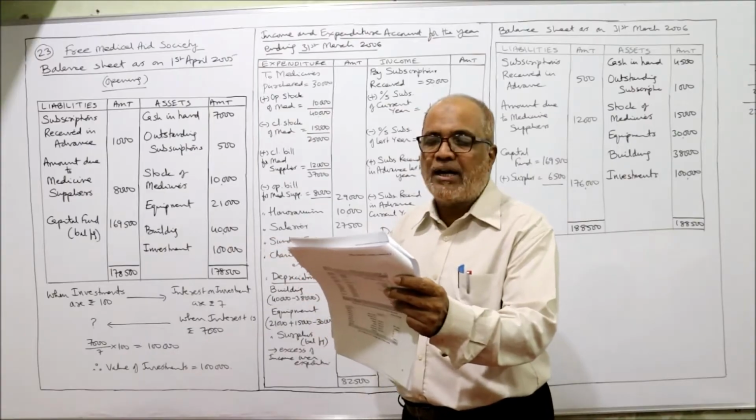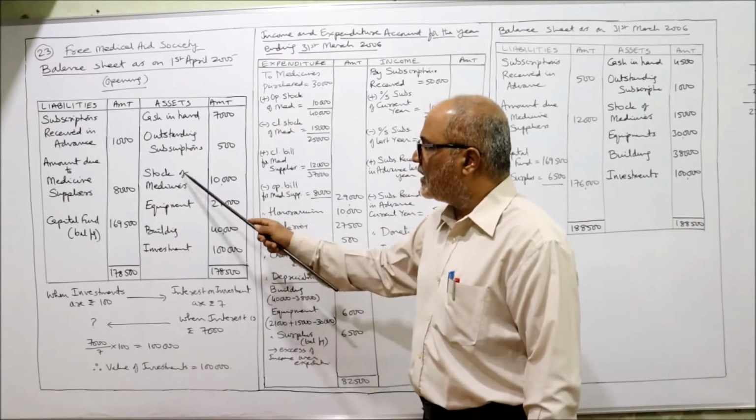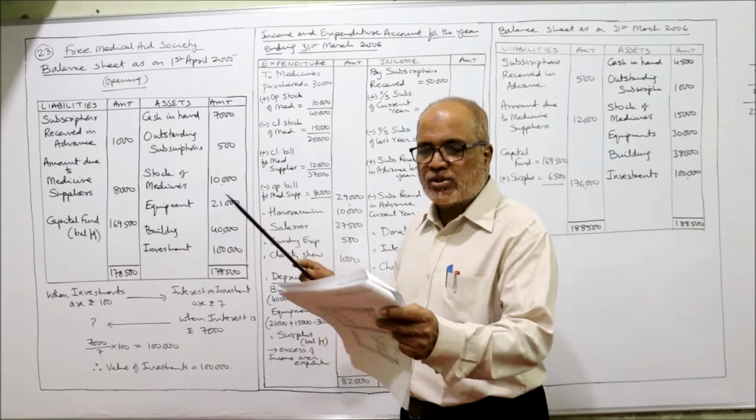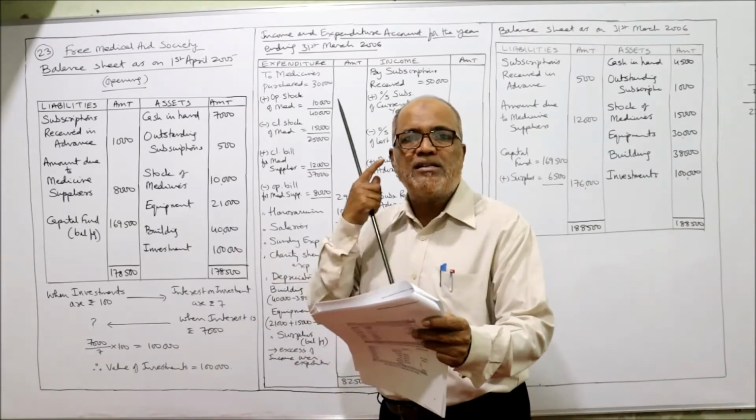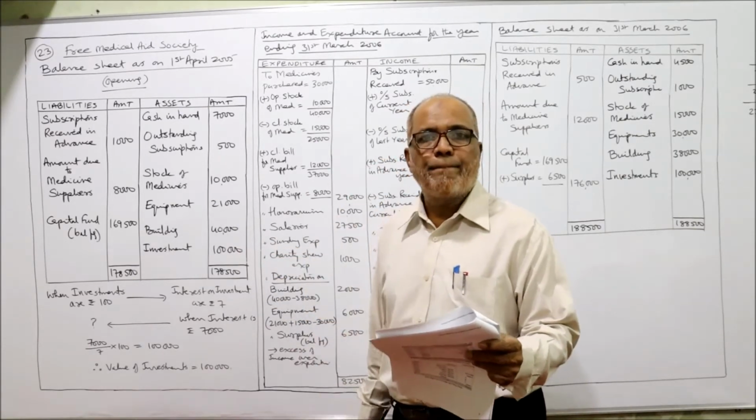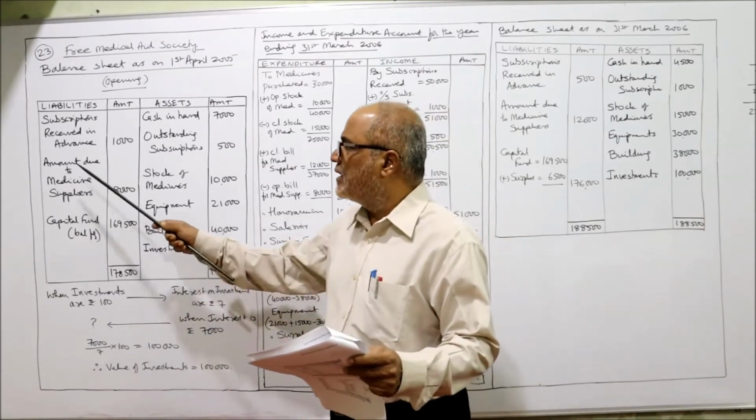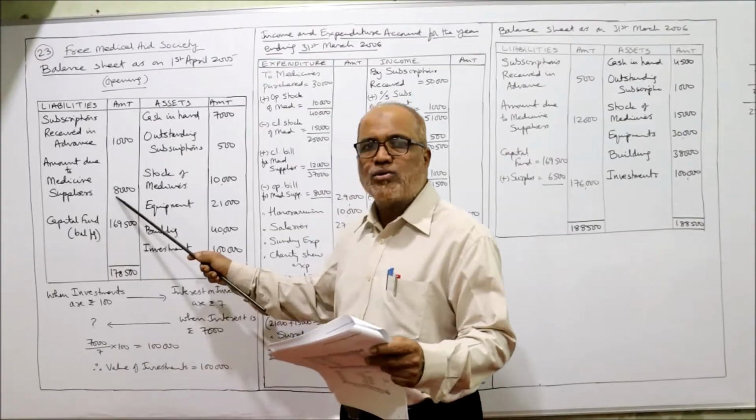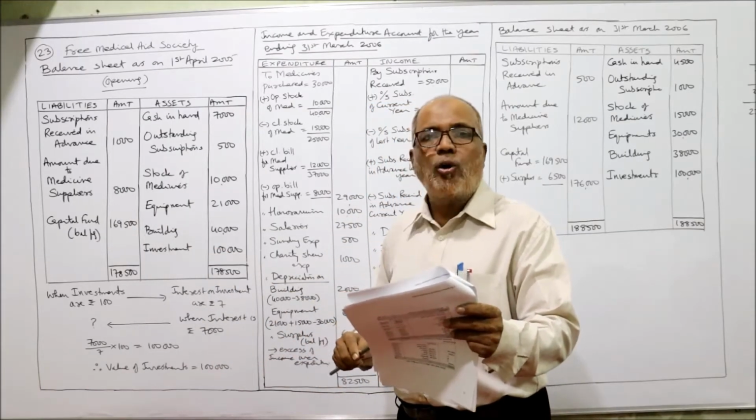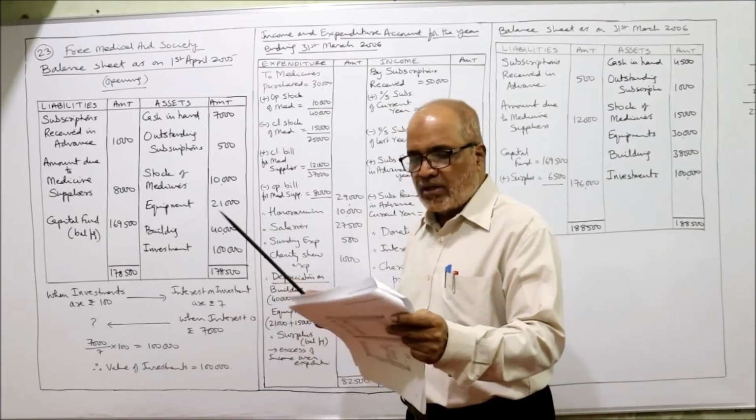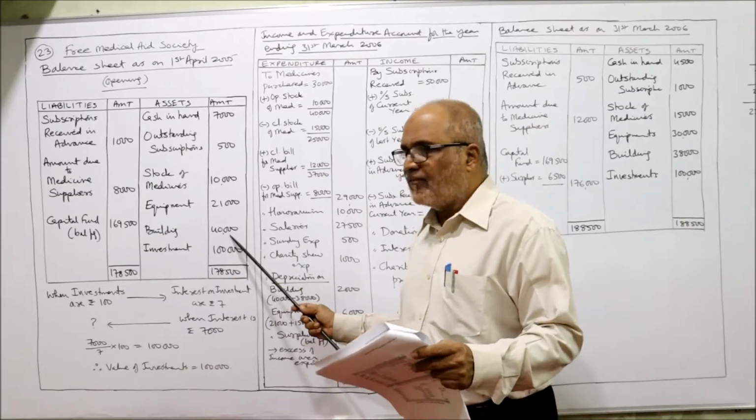Next, stock of medicines, 10,000. Here I have taken stock of medicine, 10,000. Next, amount due to medicine supplier, that is a liability. Amount due, outstanding for medicine supplier. So amount due to medicine supplier, 8,000, liability. Value of equipment, 21,000. Then building, 40,000.